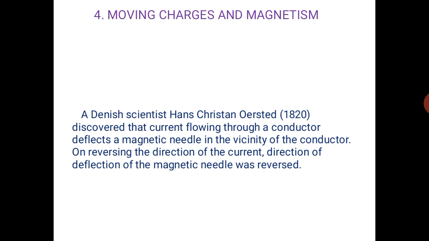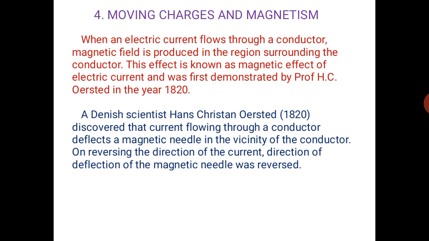So moving charge means current. Already all of you know the flow of charge constitutes an electric current. See, so what happens when an electric current flows through a conductor? A magnetic field is produced in the region surrounding the conductor. This effect is known as the magnetic effect of electric current, and that was first demonstrated by Professor H.C. Oersted in the year of 1820.